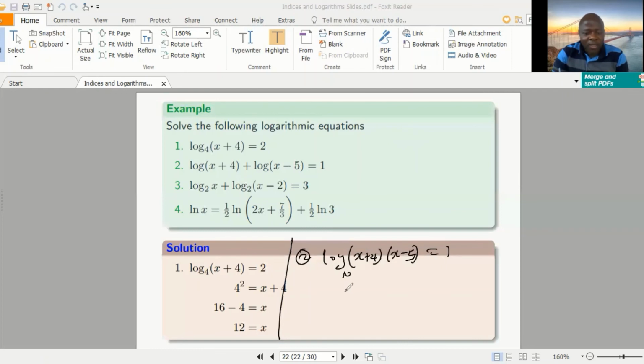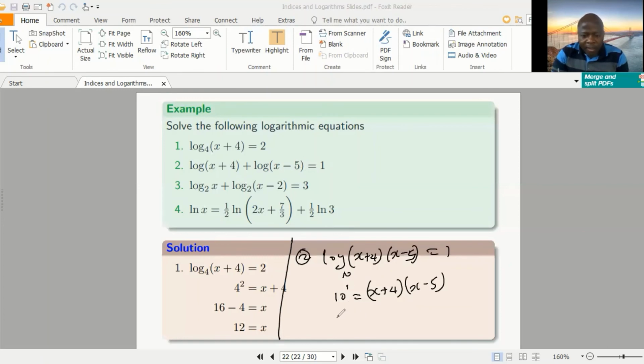That's one way of doing it, and it's a very easy way of doing it. The base is 10, then now write this in index. You would have 10 raised to 1 is x plus 4 multiplied by x minus 5. This is a very simple way of doing this question. There could be other ways of doing it. You may want to write this one as log of 10 to base 10, and then take it to the other side.